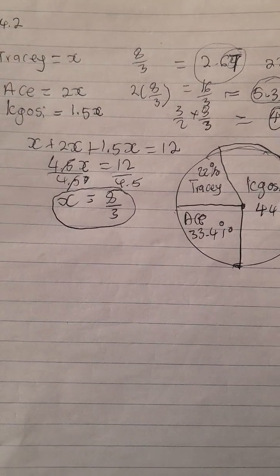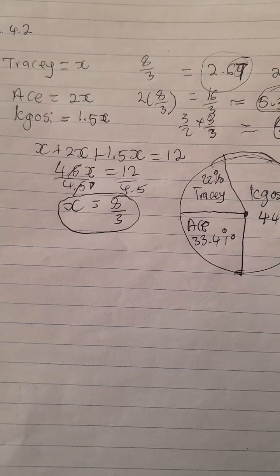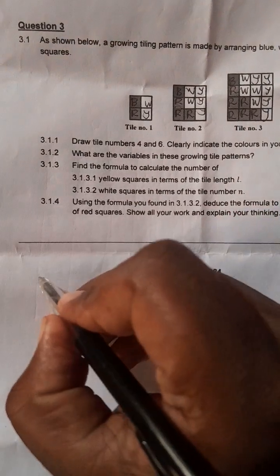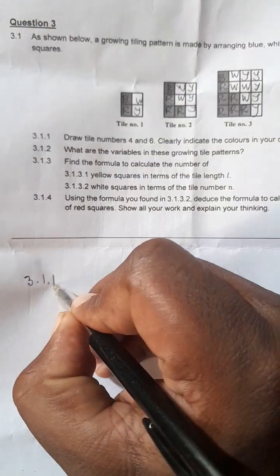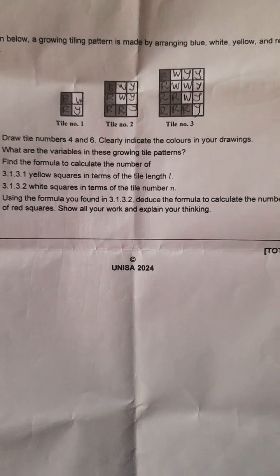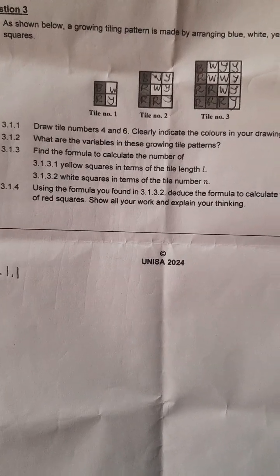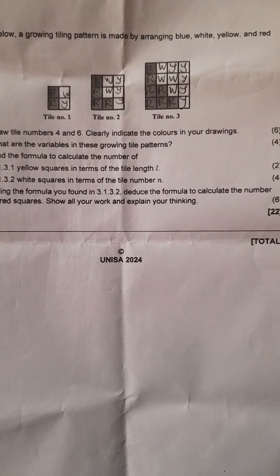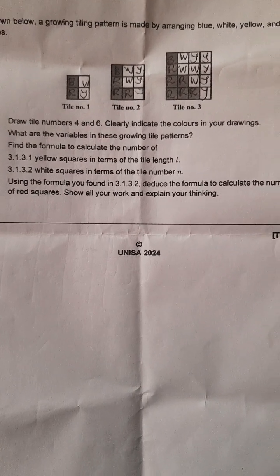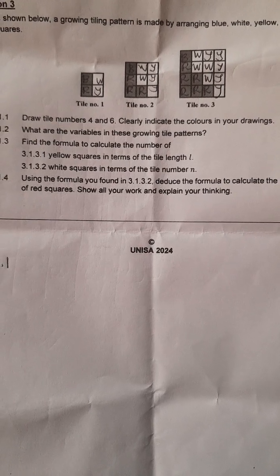Let's go to question 3 then now. We will look at question 3 now. Well, at 3.1.1, we'll work with 3.1.1. As shown below, a growing tile pattern is made by arranging blue, white and red squares. Draw tile 4 and 6. Clearly indicate the colors in your drawings. So guys, we need to analyze each.